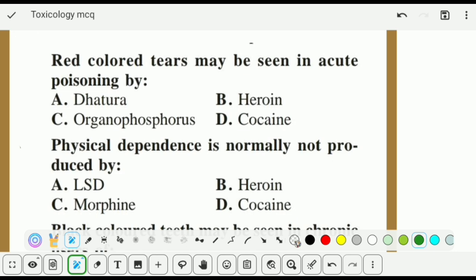Red colored tears may be seen in acute poisoning of. Red colored tears is a rare condition where tears contain some amount of blood, and that could be due to a medical condition, some underlying trauma, or some medicine; anything could be the reason for this red colored tear. The answer would be option C, that is organophosphorus.